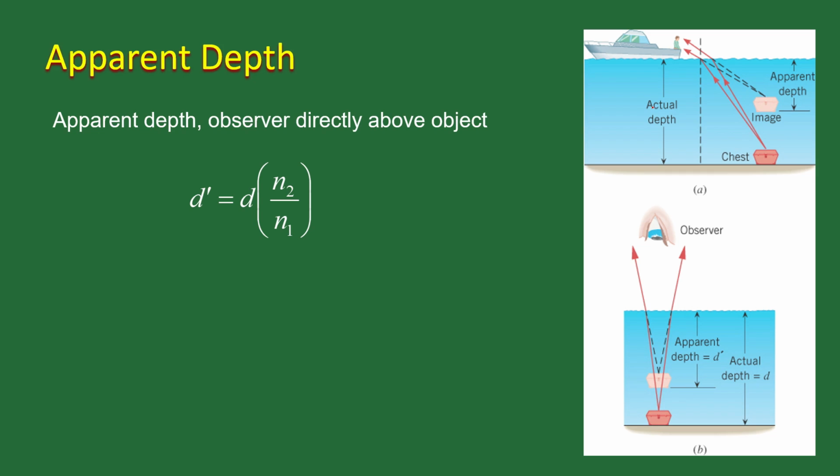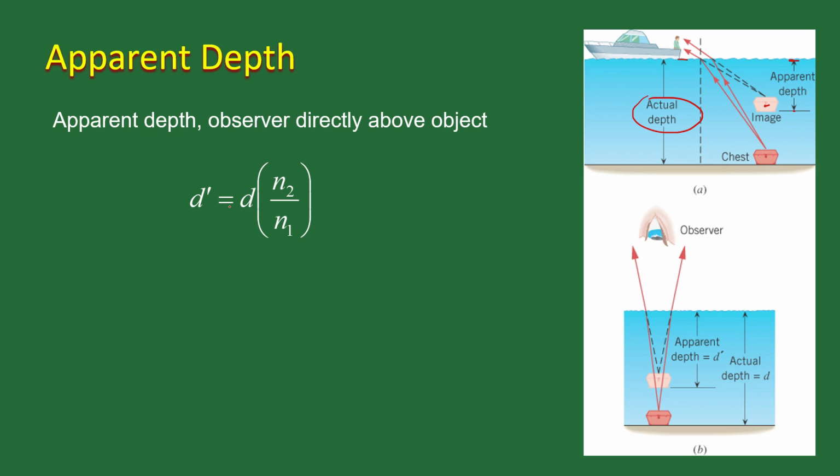So we see here that this is the actual depth from the surface, but when we look, the object appears to be above the actual location. It's now here. So that means this distance from the surface of the water to that image is the apparent depth. Okay, so how do we find the apparent depth?